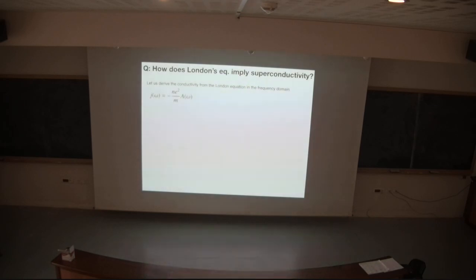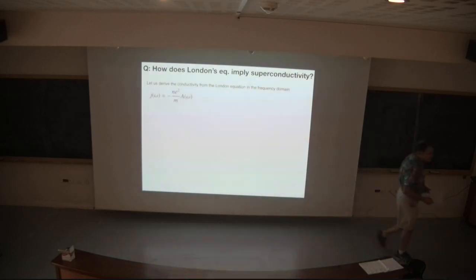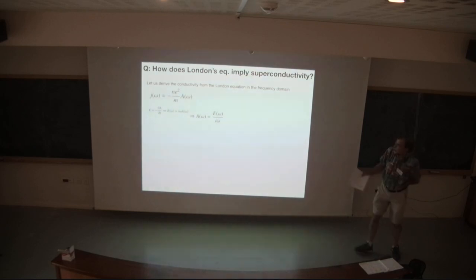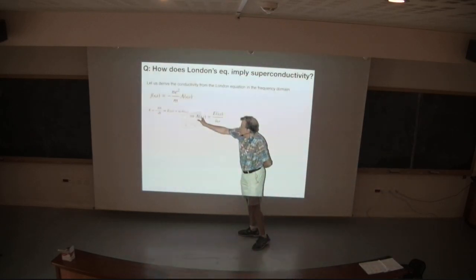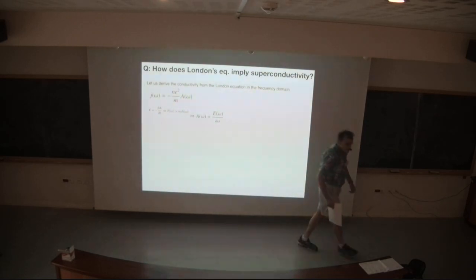And the way we're going to do that is that we first wrote it as J equals minus ne squared over m times A. We're going to write it as a function of frequency under the assumption that at low frequencies, this quantity here doesn't change, so it's frequency independent, okay? So just remember now that E is equal to minus dA/dt, right? Which means that if you Fourier transform that, d/dt is minus i omega. So E of omega is equal to i omega A of omega. So we can just replace A of omega by E divided by i omega, okay?